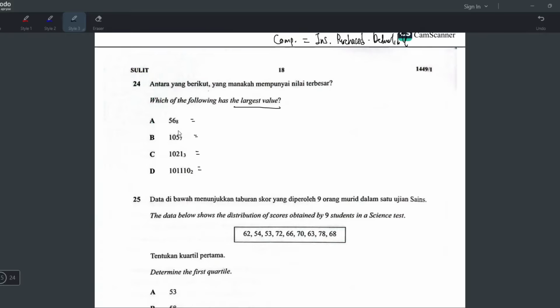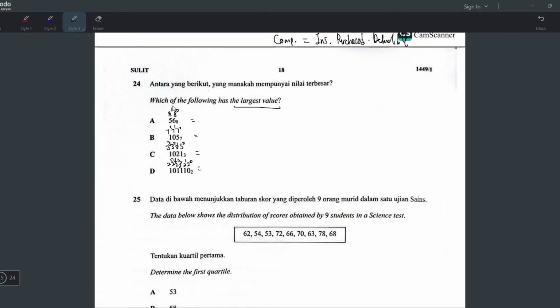Okay, how do you change a smaller base to base 10? You kena guna cara darab. Cara darab. And cara darab tu macam mana? First you have to write down the place value up here, and then you darab, and then tambah semua. So kalau base 8 dia punya place value is 8 power 0, 8 power 1. Kalau base 7, 7 power 0, 7 power 1, 7 power 2. Kalau base 3, 3 power 0, 3 power 1, 3 power 2, 3 power 3. Kalau base 2, 2 power 0, 2 power 1, 2 power 2, 2 power 3, 2 power 4, 2 power 5.